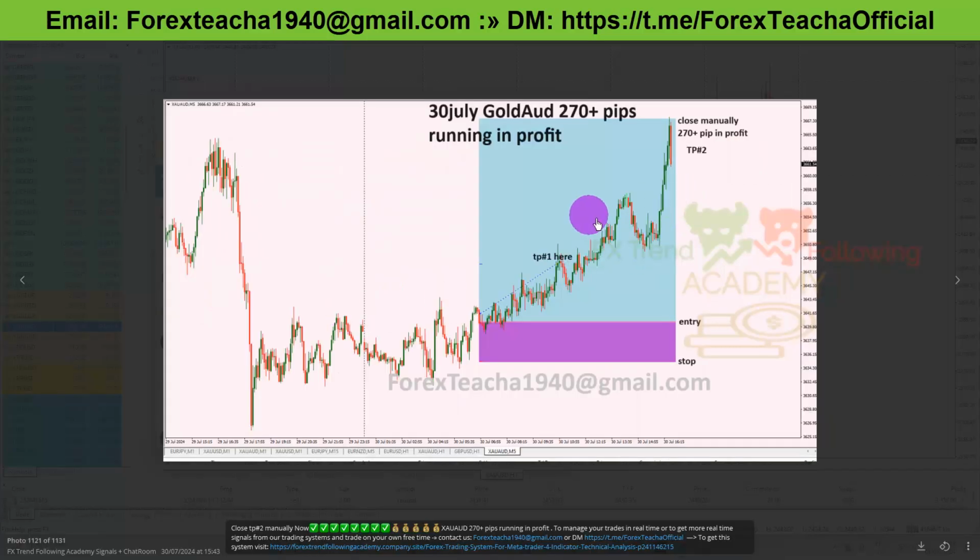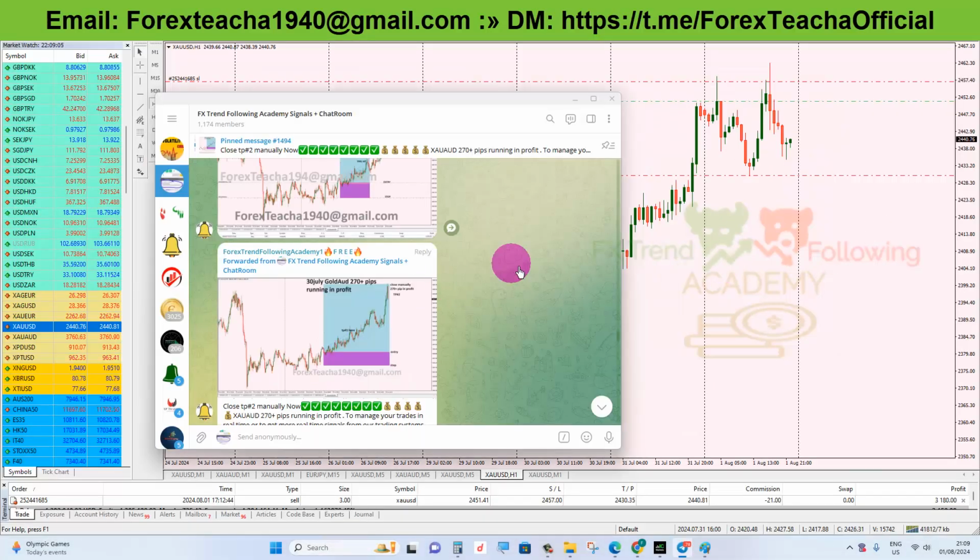So this one hit 270 pips in profit. Take profit number 1 was hit here, and we kept on holding until it reached that side there. I told everyone to close it manually when it was running 270 pips in profit. So as for this one, it actually continued to go. I think it reached almost 1,000 pips in 2 days, including the day when I was not trading. It kept on going up.